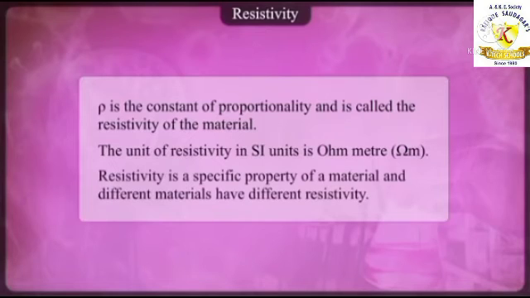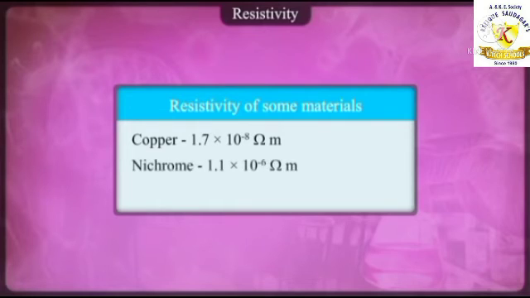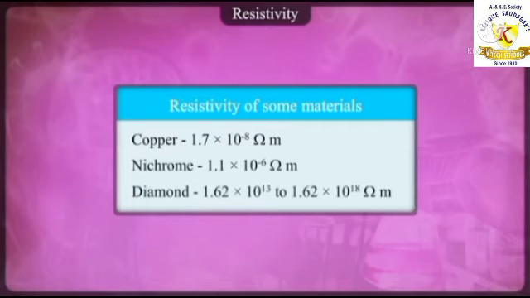Resistivity is a specific property of a material, and different materials have different resistivity. Resistivity of some materials: copper, 1.7 multiplied by 10 raised to minus 8 ohm meter. Next, nichrome, 1.1 multiplied by 10 raised to minus 6 ohm meter. Next, diamond, 1.62 multiplied by 10 raised to 13 to 1.62 multiplied by 10 raised to 18 ohm meter.